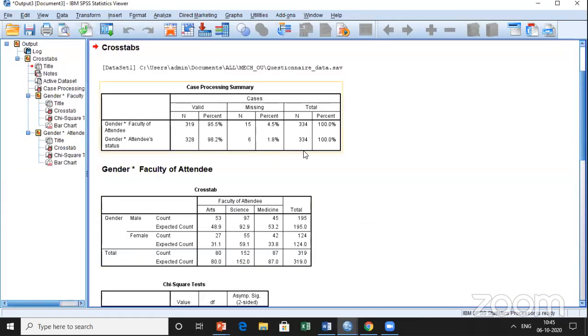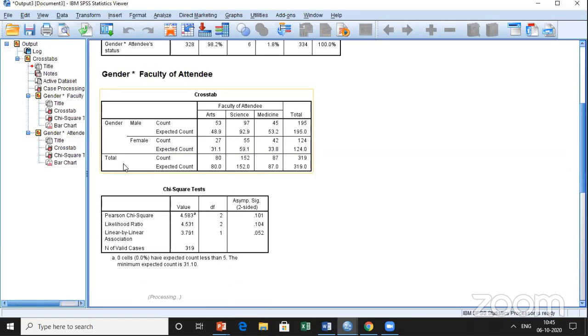So this is my case processing summary. I just take this here. Males, there are 53 males. Their expected count is 48.9. Why I calculated this: the chi-square is the sum of (Oi minus Ei) whole squared by Ei, which is the goodness of fit here, right?